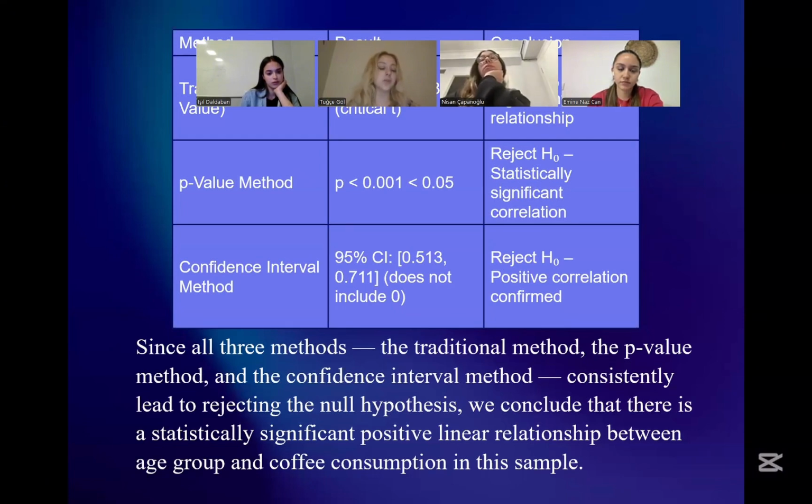The third method is the confidence interval method. It uses confidence intervals, and since the interval does not include zero, it confirms a positive correlation. Since all three methods agree, we are very confident that age and coffee consumption are positively linked in our data.